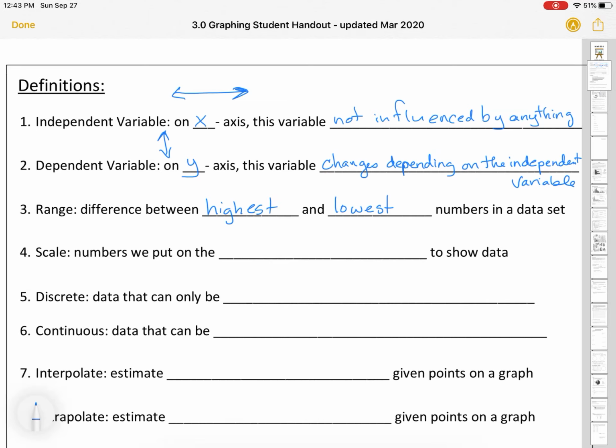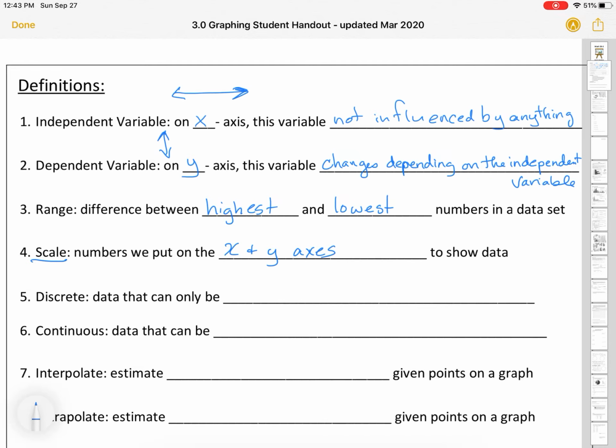Scale. Scale are the numbers we put on the x and y axes to show our data. So for scale, we decide if we're going to go up by 5s or 10s or 2s or 4s, etc. Or if it's months, we go up month to month, or maybe we go up every 6 months, depending on what we're graphing.